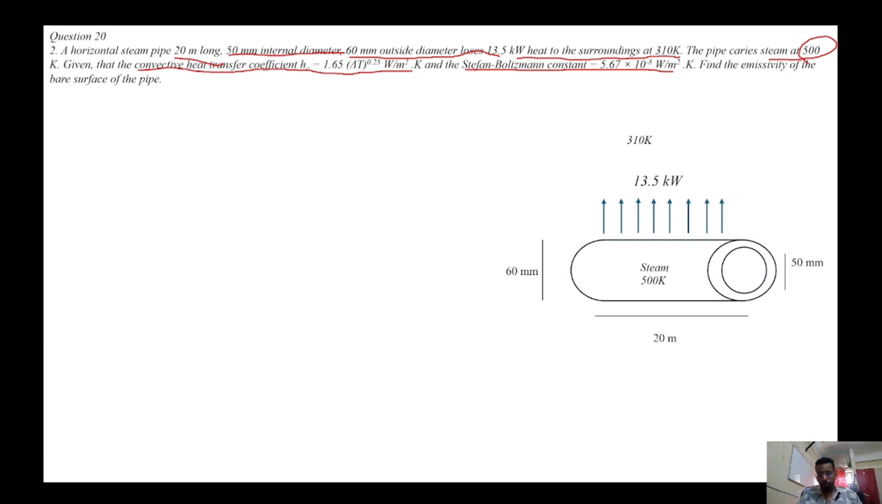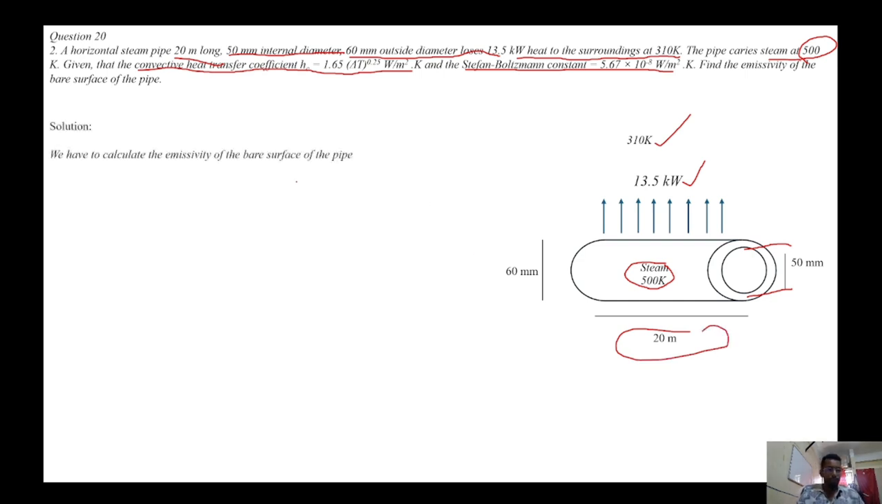So we have steam inside the pipe at 500 Kelvin and the surrounding is at 300 Kelvin. 13.5 kilowatt of heat is lost to the surrounding. 60 mm is the outside diameter and 50 mm is the internal diameter. The pipe is 20 meters long. Now we have to calculate the emissivity of the bare rod of the pipe.